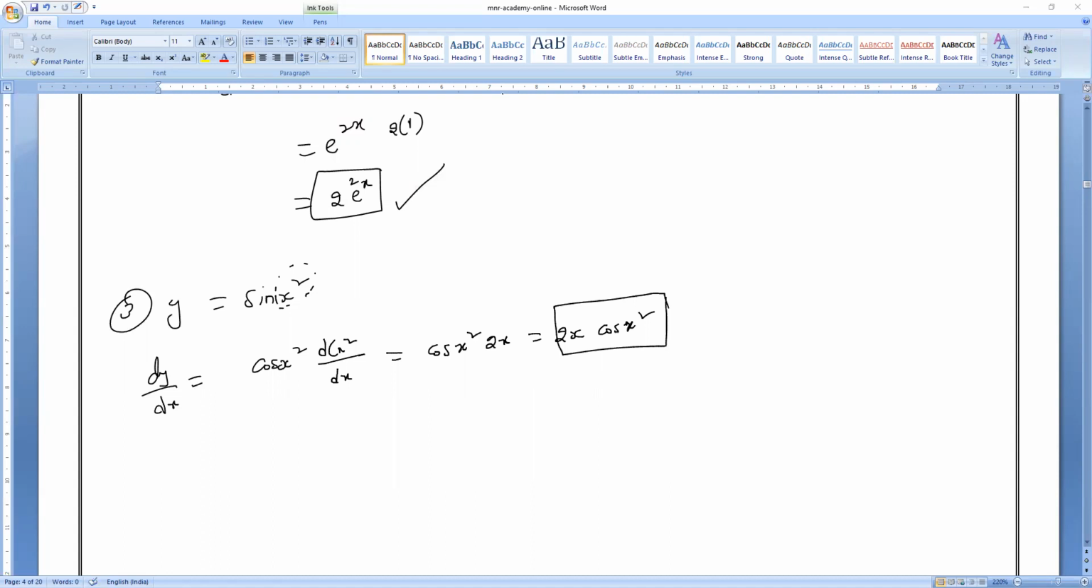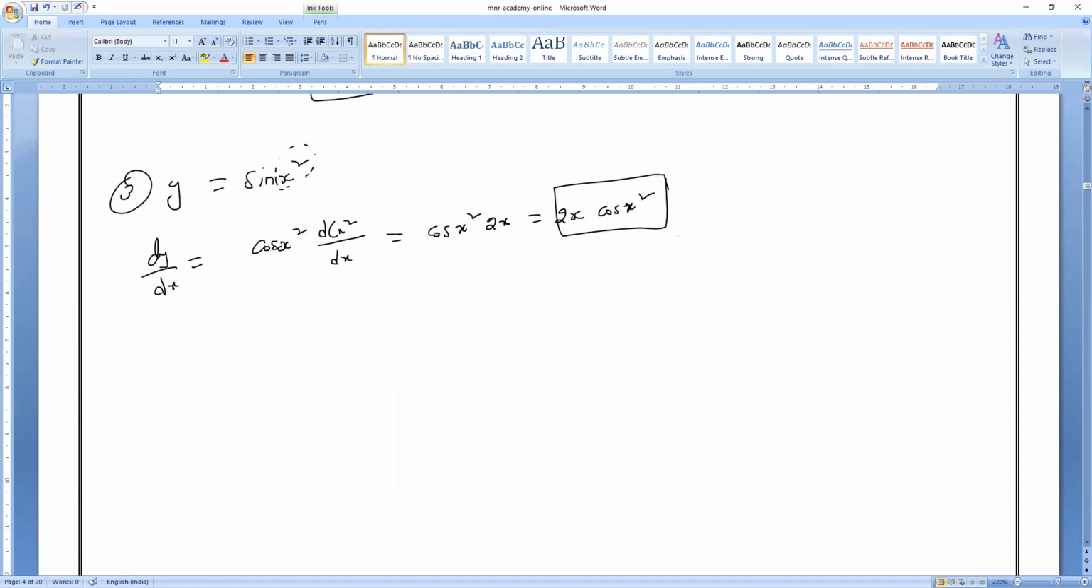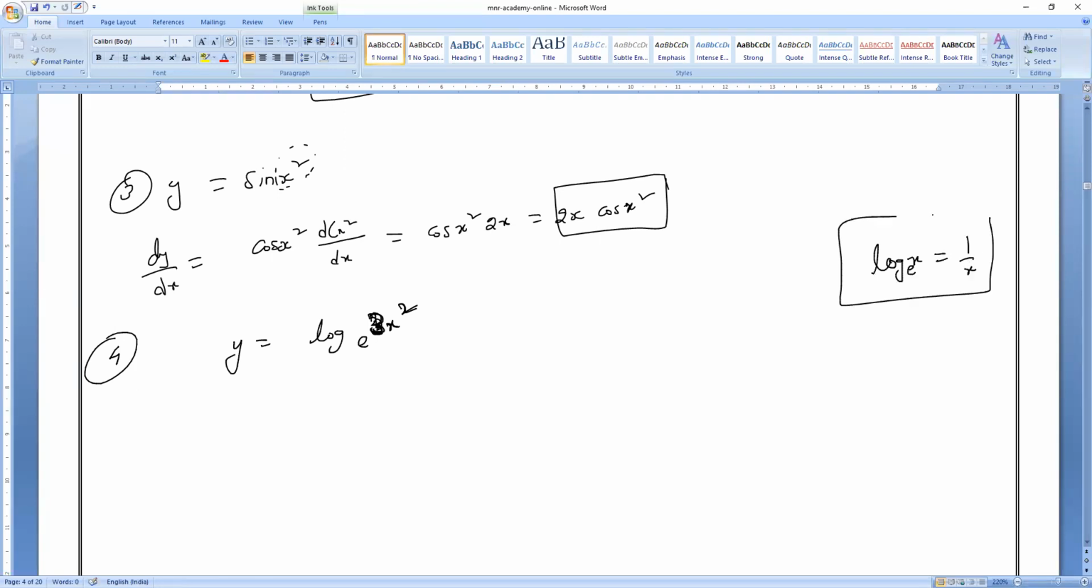Clear? Any doubt? Anyone can ask. Understood? Next. Yes, sir. Y is equal to log 3x square base e. We all know log x means log x base e means what? 1 by x.